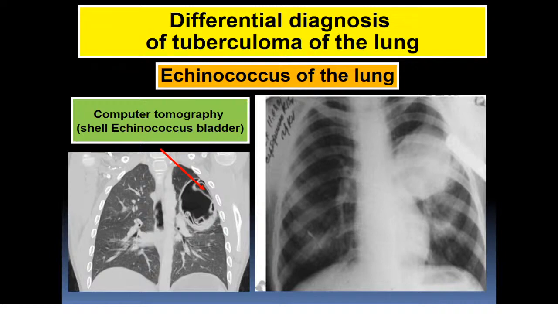What is the differentiation of tuberculomas of the lungs? First of all, differentiation with echinococcus of the lung. On this X-ray, you can see a round formation in the left lung, looks like tuberculoma, but on CT scan, in this patient, we can see a shell echinococcus bladder.